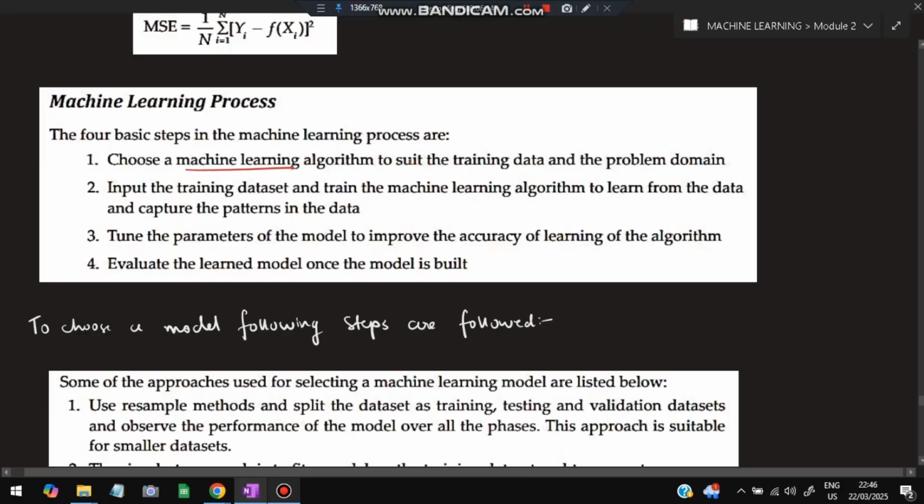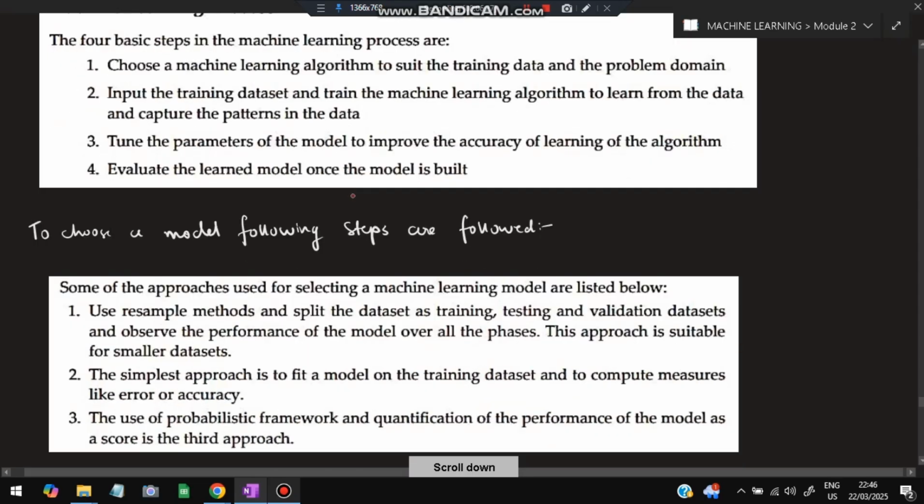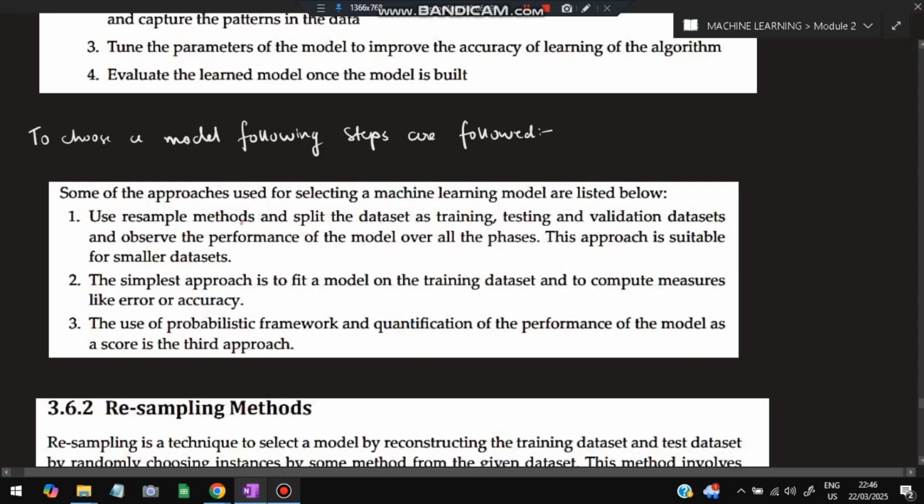Choose a machine learning algorithm that suits the training data and the problem domain. Input the training data set and train the machine to learn the data and capture the patterns. Then tune the parameters to improve the accuracy of the model. Then evaluate the learned model. Okay, so to choose a model, the following steps are followed. Use resampling methods and split the dataset into training, testing, and validation. Then do the evaluation and check the performance.